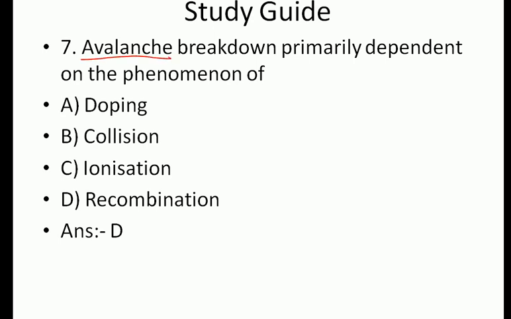Avalanche breakdown primarily depends on... The difference between the avalanche breakdown and the Zener breakdown depends mainly on the doping level. But here the railway does not give the answer doping. The RRB has given the answer recombination. I would not say this is the primary dependence, I would say this is the secondary dependence. Primary dependence would be on the doping. Though the railway has given the answer option D.